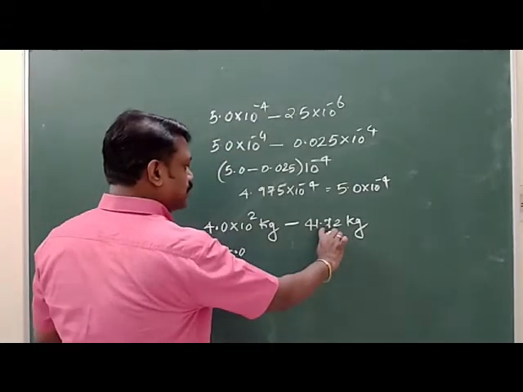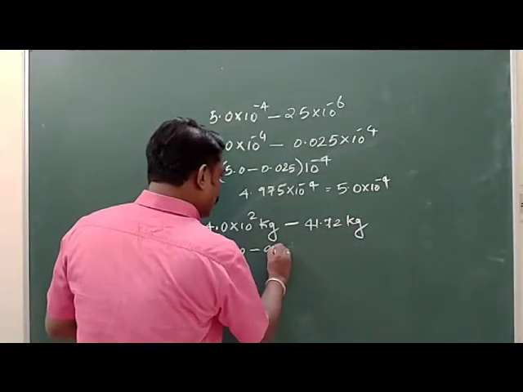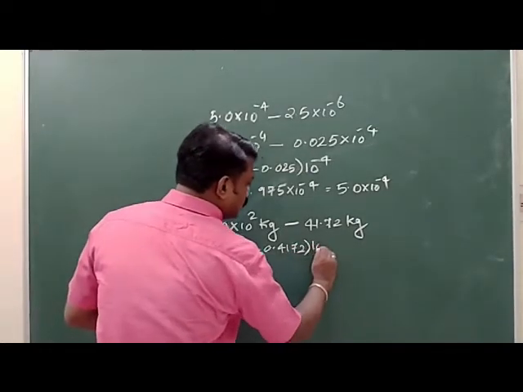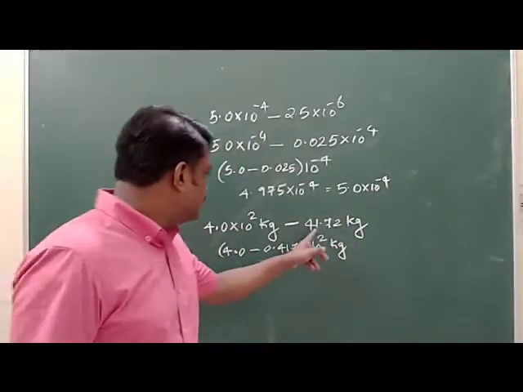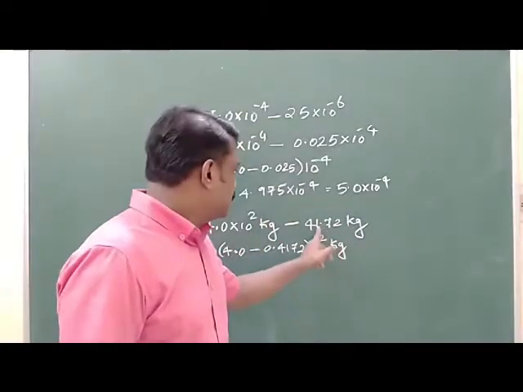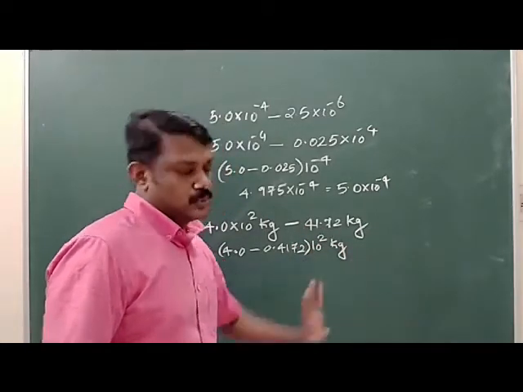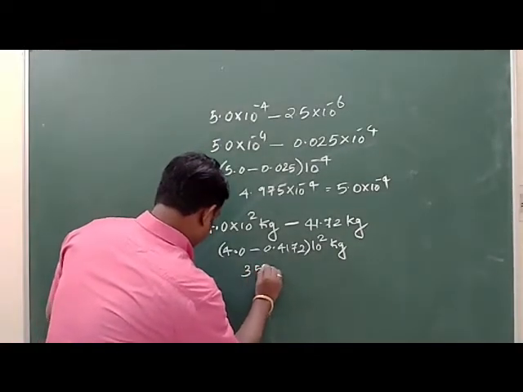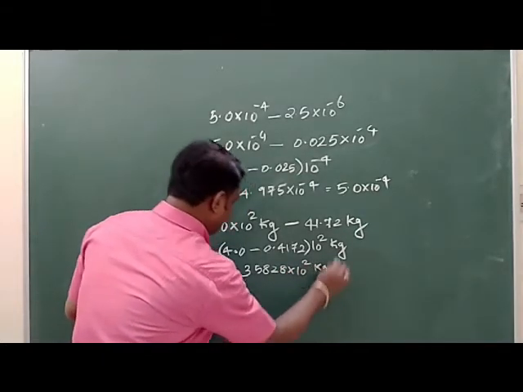This should be written in the form of 10 to the power 2 minus 0.4172, into 10 to the power 2 kilogram. Is there any doubt for that? This 41.72 you have to express in terms of 10 to the power 2. So this should be 0.4172 into 10 to the power 2 kilogram. So when you are subtracting that, you will get 3.5828 into 10 to the power 2 kilogram.